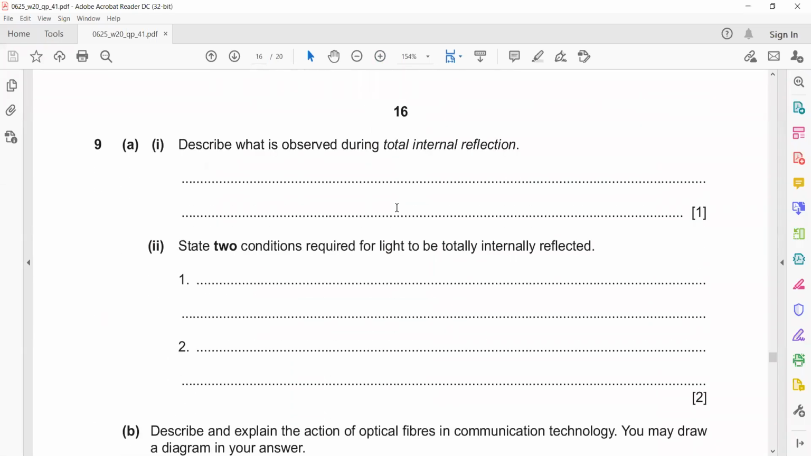Question 9, part A: describe what is observed during total internal reflection. Like what we see during total internal reflection. In total internal reflection, light is reflected back in the same dense medium and no light is emitted out. All the light is reflected back in the same dense medium. So reflection and no refraction.